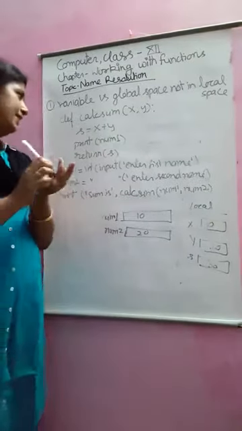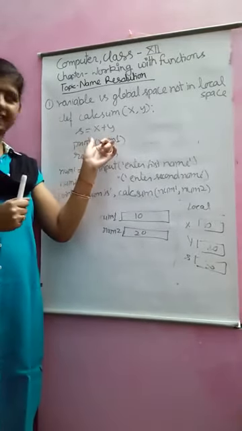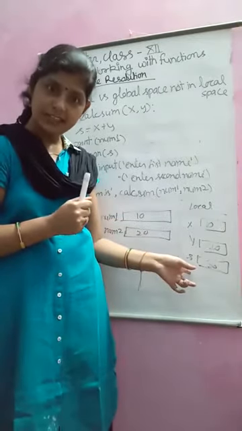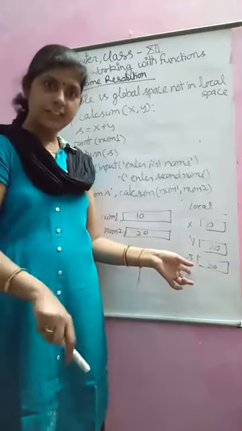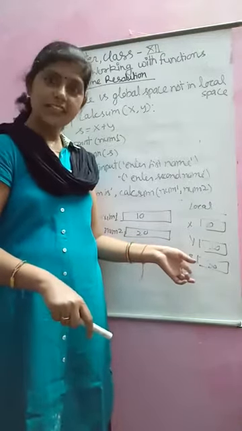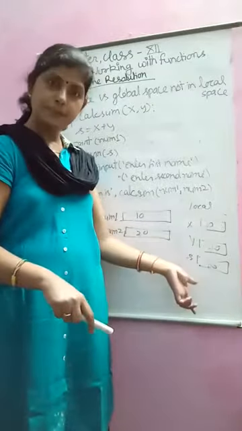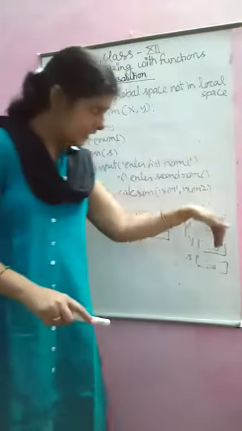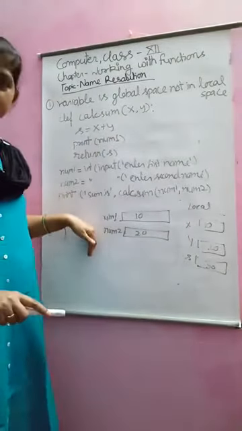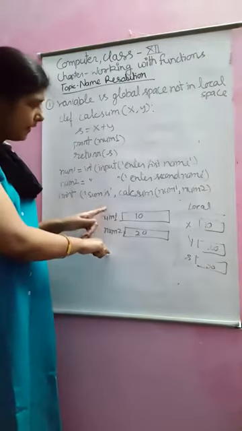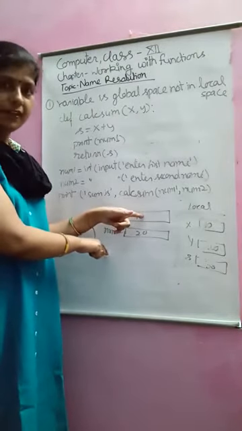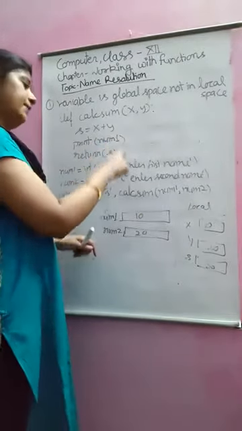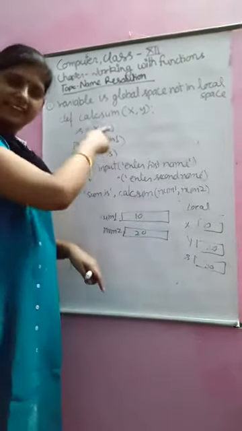Now come to here. Print num1. This is the function block. There is no num1 here. First, the interpreter checks this variable in the local space, the local space of that function. Not found. Then it searches the global space. In the global space, it is found. There is a num1 which has the value 10. Then it will print the value of num1, that is 10.